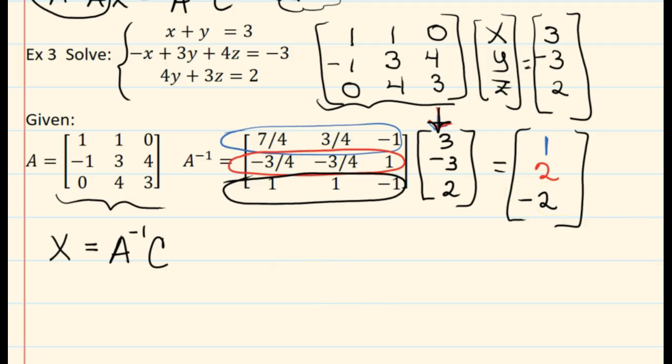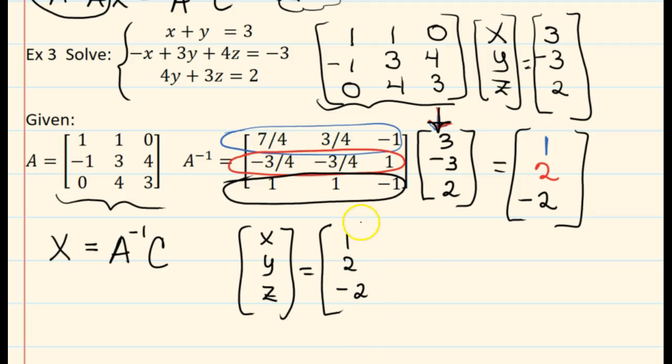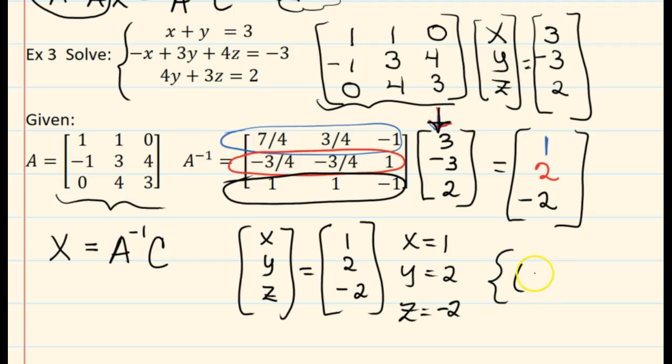So what does this mean? This means that my variable column, which is x, y, and z, is the same thing as 1, 2, and negative 2. What that means is that x is equal to 1, y is equal to 2, z is equal to negative 2. So our solution set to this consistent and independent system would be the triplet 1, 2, negative 2. And that concludes this video.